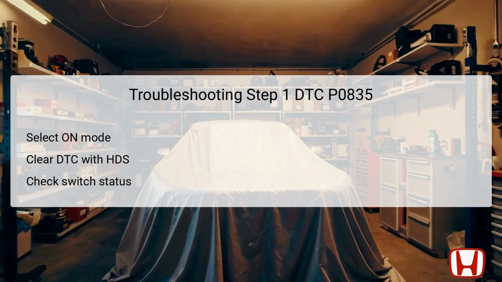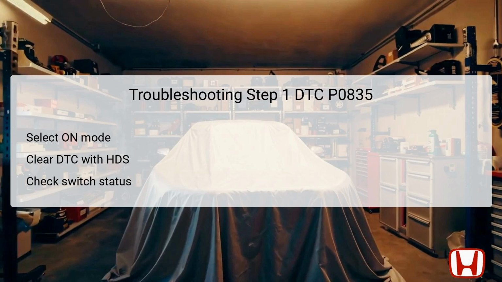The first step in troubleshooting DTC P0835 involves verifying the current state of the clutch pedal position switch. Begin by pressing the engine start-stop button to select the on mode. This action powers up the vehicle's electronic systems without starting the engine, allowing the technician to assess the DTC status accurately. Next, the Diagnostic Trouble Code, DTC, should be cleared using the Honda Diagnostic System, HDS, to reset the vehicle's computer and erase any stored error codes.